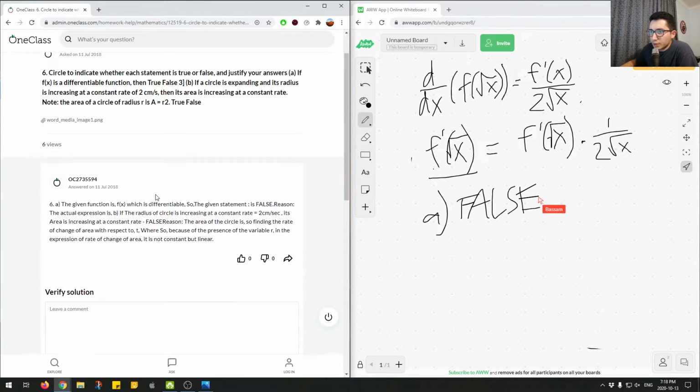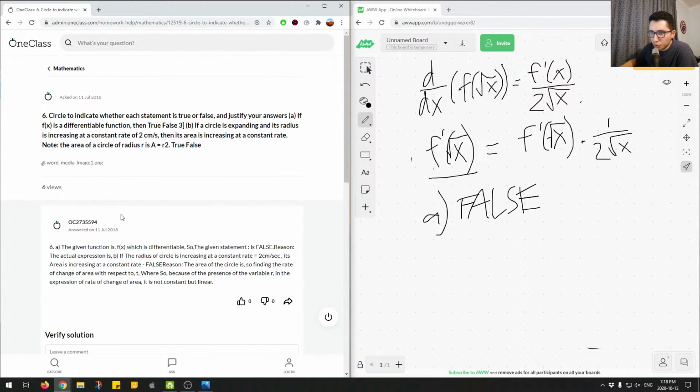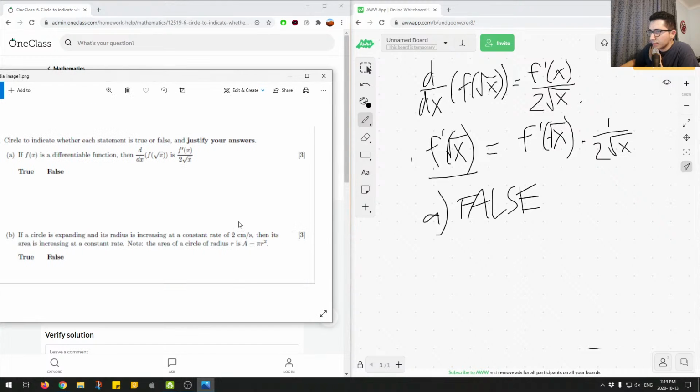So we'll look over here. Let's go through quickly what the junior tutor said for part A. So 6a, the given function is blank. There's a lot of gaps in the solution. It seems like there was an error translating the solution into OneClass's website, so there's no real solution. Similarly for B, let's go through B actually.